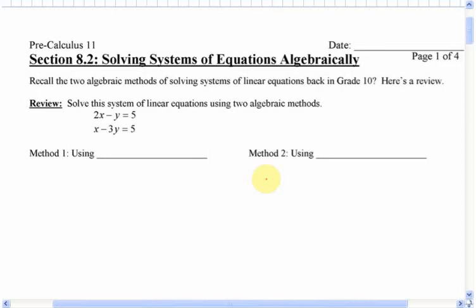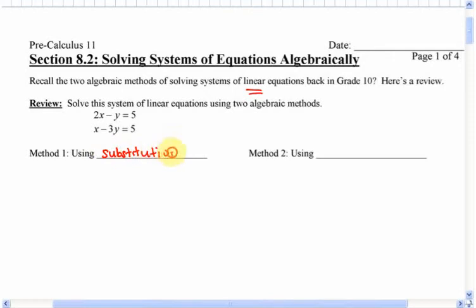Okay, section 8.2, solving systems of equations algebraically. We're going to go back to grade 10 and look at the two different algebraic methods we use to solve systems of linear equations. So I don't know if you remember, but one of the ways was called substitution.